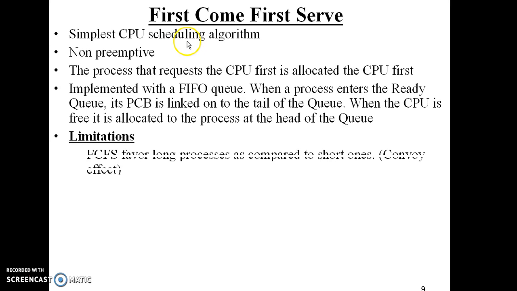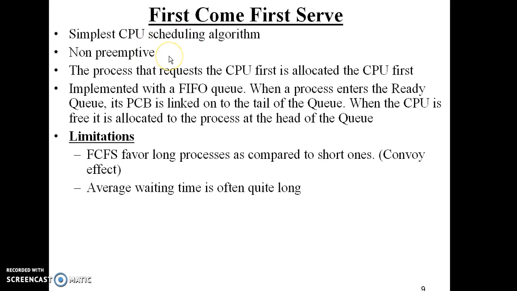It is the simplest scheduling algorithm. It is a non-preemptive algorithm, as we have seen. The processes that request the CPU first will be allocated the CPU first. It is implemented with a first in first out queue. When a process enters the ready queue, its process control block is linked to the tail of the queue. When the CPU is free, it is allocated to the process at the head of the queue.